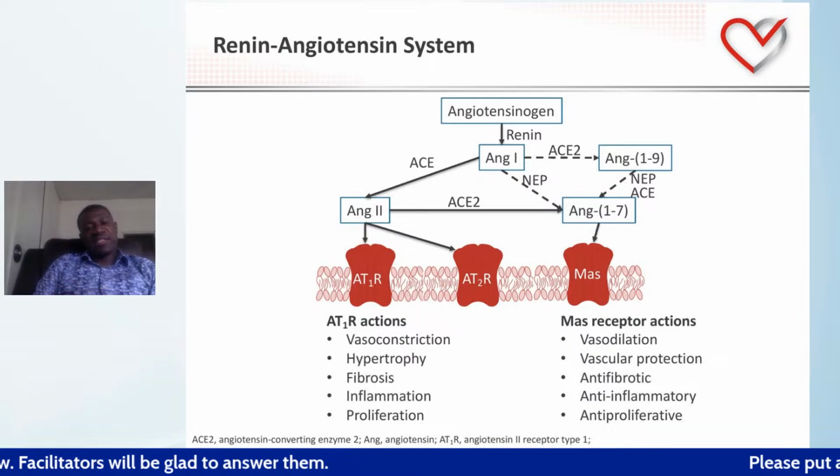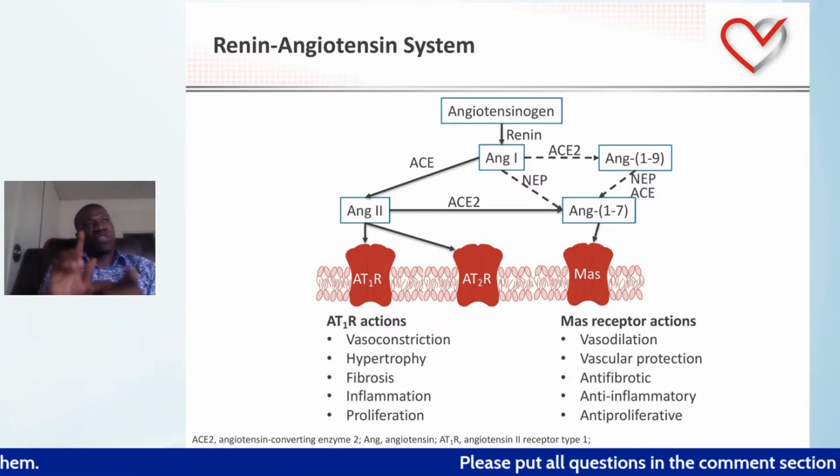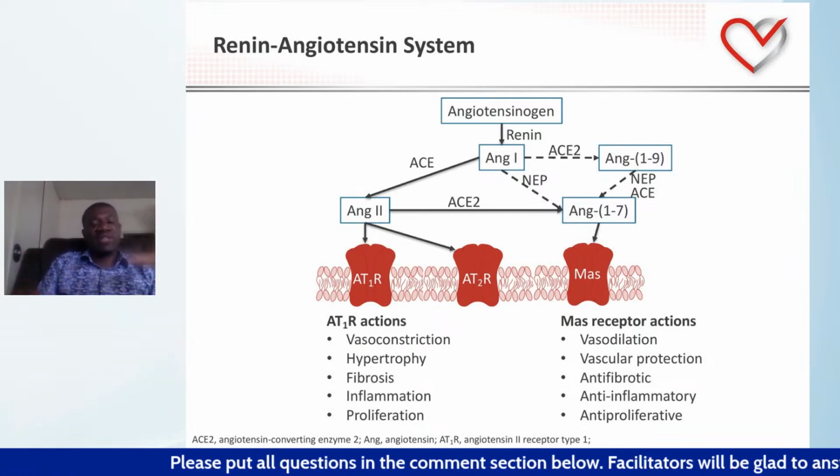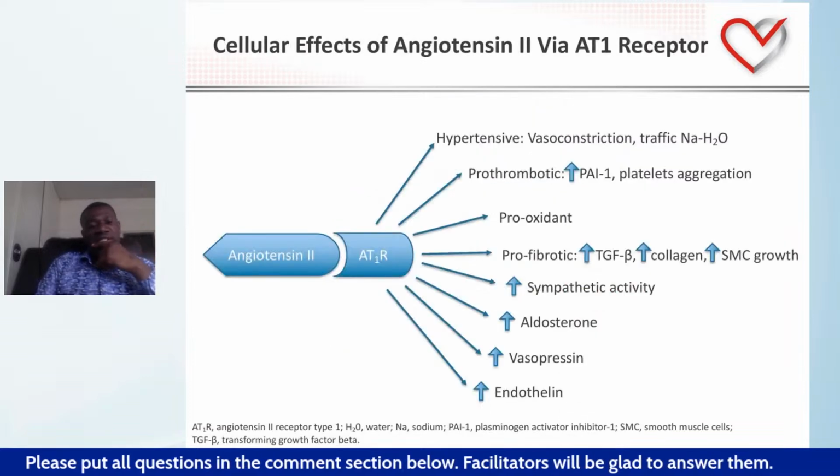Then on the other side, ACE2, angiotensin 1-7, and the mass receptor is what actually decides what happens at the molecular level, and also at the cellular level. So we'll go on and then see.